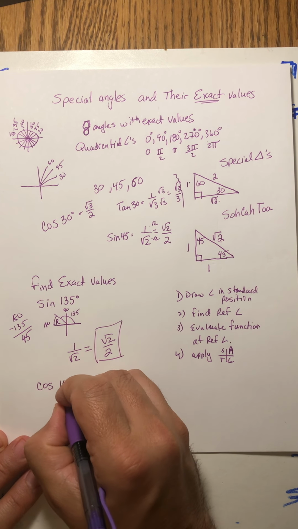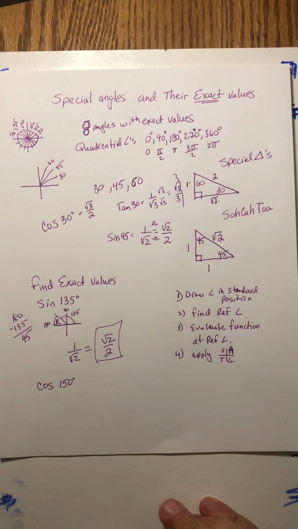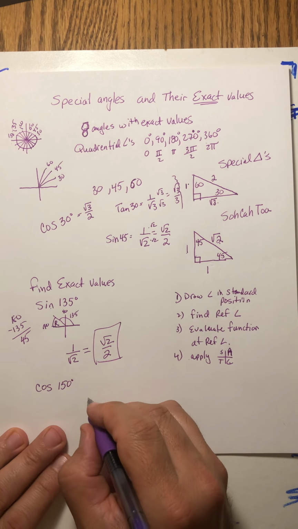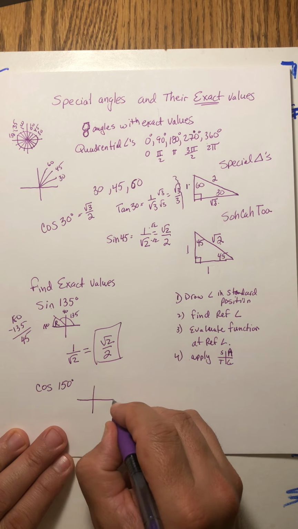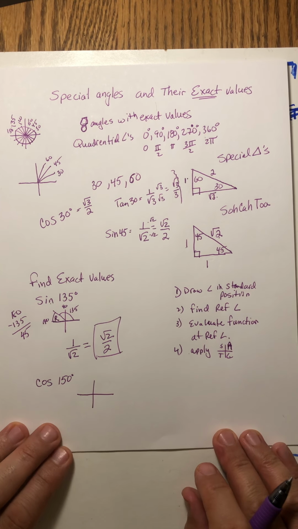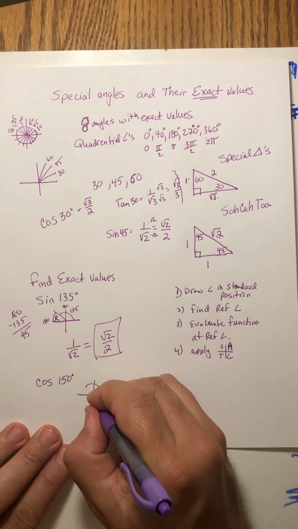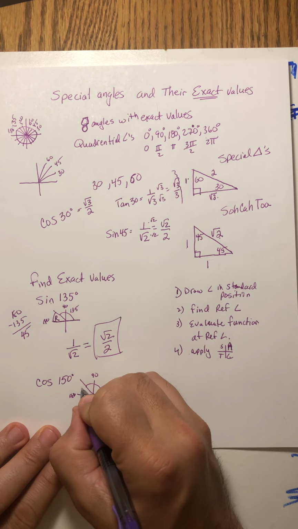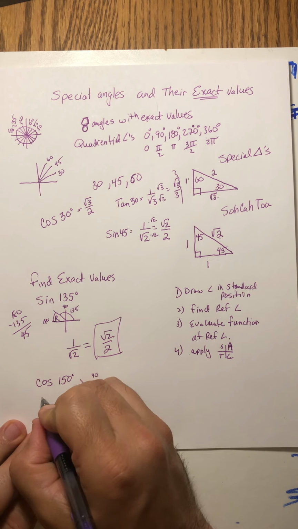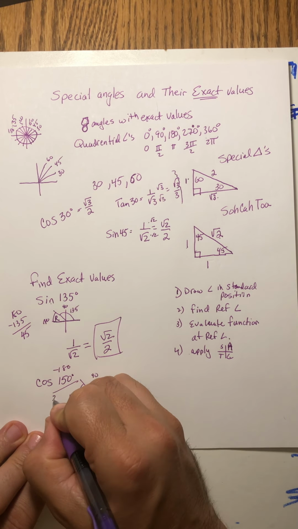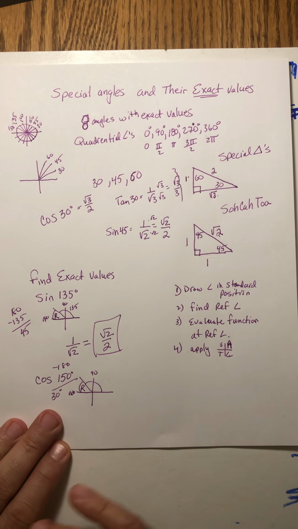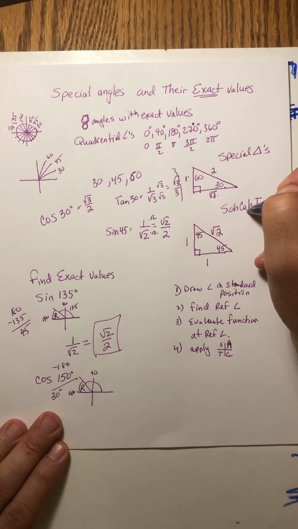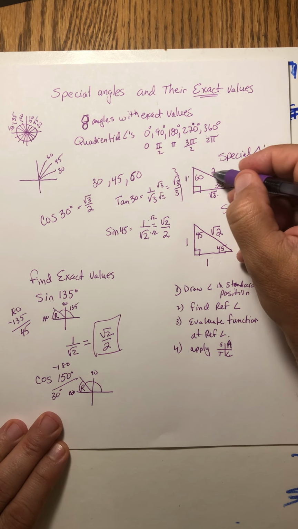Cosine of 150 degrees. All right, let's draw the angle in standard position. Here's 150. There's 90, there's 180. Looks like 150 to me. Here's your reference angle. Again, subtract from 180, we have 30 degrees. Here's my triangle, 30. Cosine of 30, adjacent over hypotenuse, radical 3 over 2.